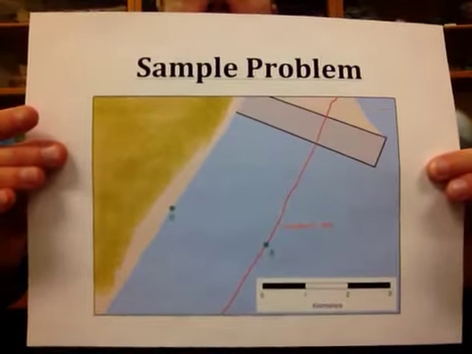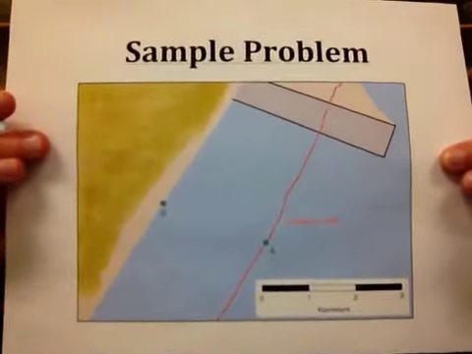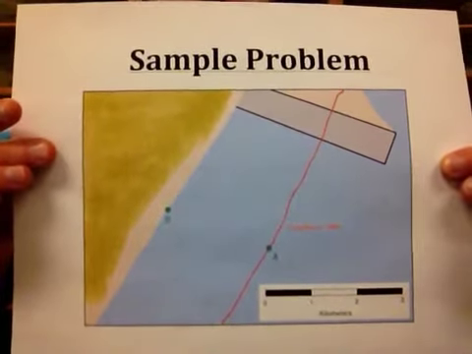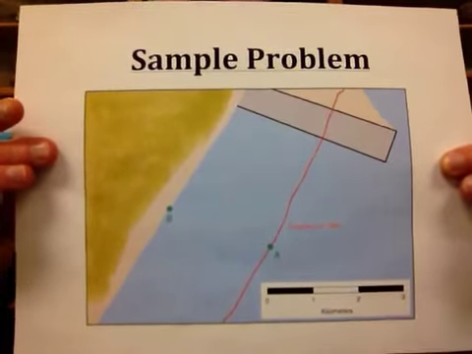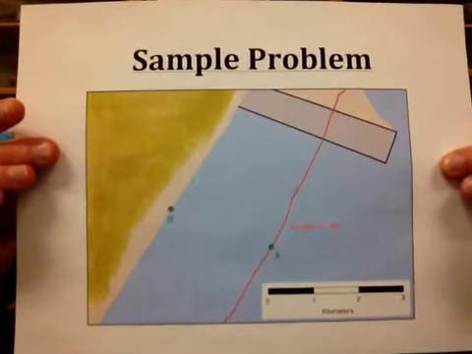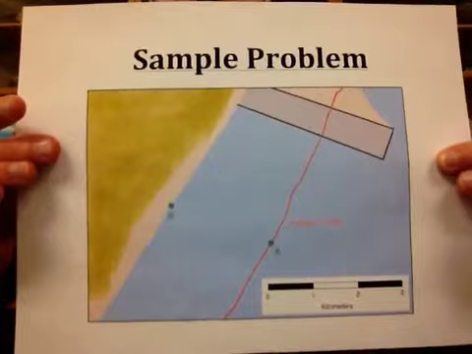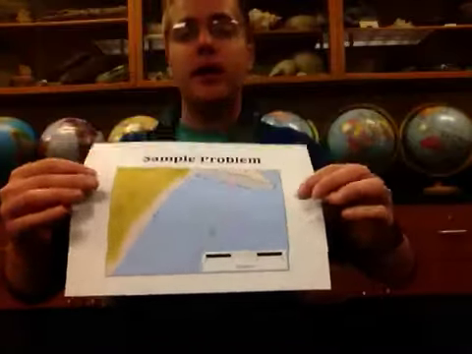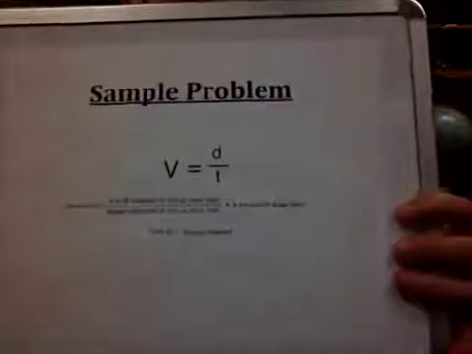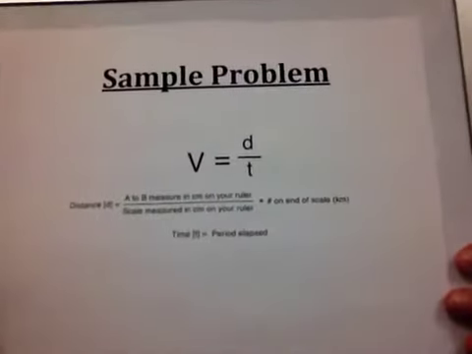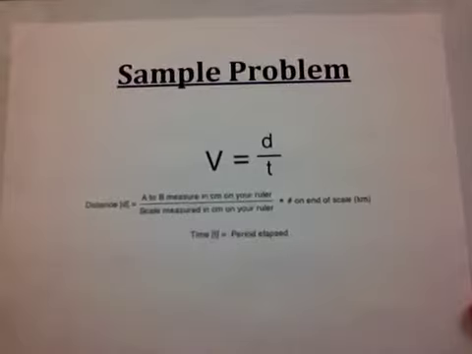So we have this map. We have point A, which is on the red line that represents the coastline in 1984, and we have point B that's on the coastline when the map is made. And let's say the map is made in the year 2004. So what we're going to do is use an equation for velocity, because we're looking at the rate that the shoreline moved.